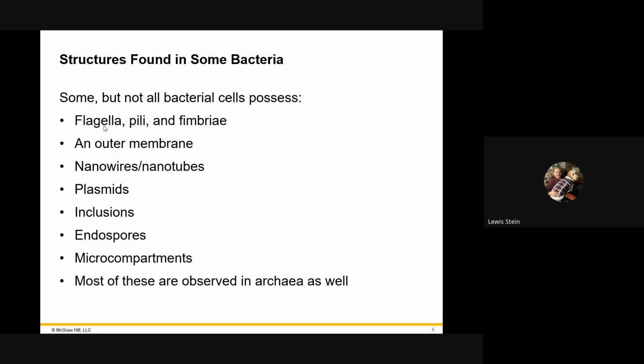Flagella are made out of flagellin. Pili, which are a shorter version of flagella, not quite constructed the same, are made out of another protein called pilin. And then fimbriae are smaller still.